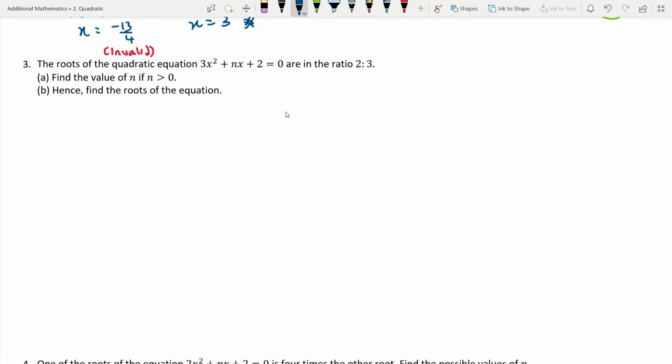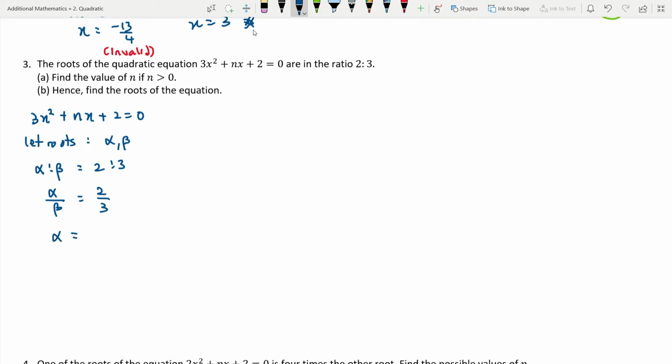Question 3. The roots of the quadratic equation 3x squared plus nx plus 2 equal to 0 are in the ratio 2 to 3. The information we have is the equation 3x squared plus nx plus 2 is equal to 0. And we let the roots be alpha and beta. So the ratio of alpha to beta is equal to 2 to 3. We rewrite it into a fraction form. Alpha over beta is equal to 2 over 3. Our alpha is equal to 2 over 3 beta.